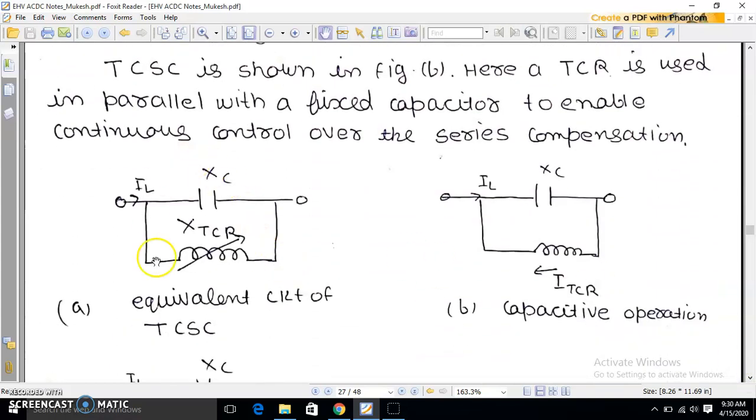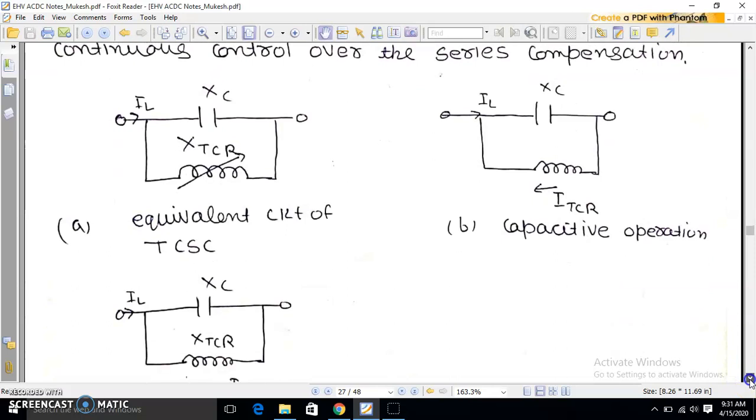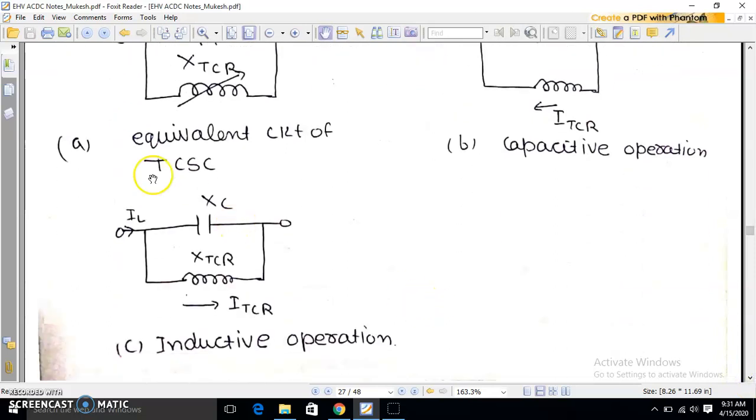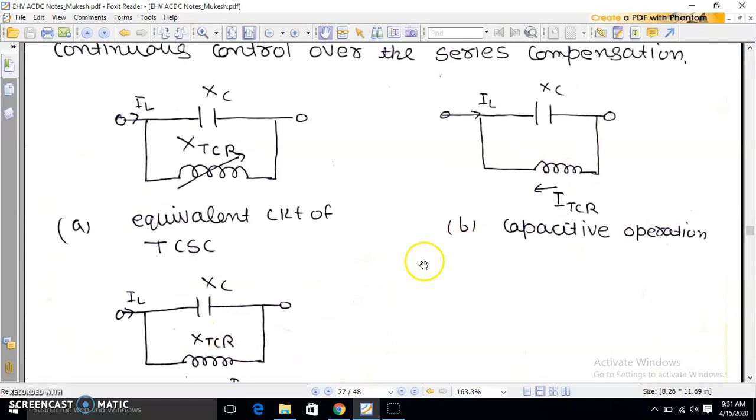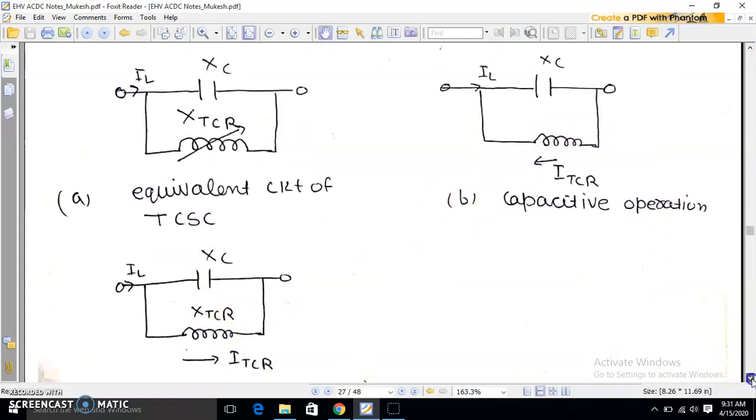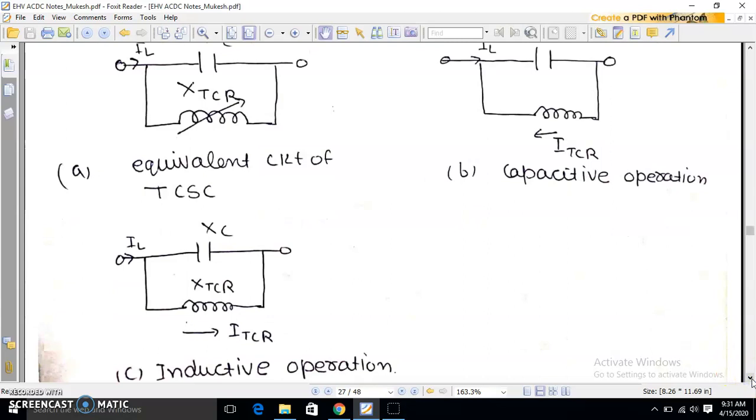This is the equivalent circuit of TCSC. Here it is the capacitive operation mode and then it is the inductive operation mode. You can see the direction of current reverses; it is in phase opposition to each other in the capacitive operation and in the inductive operation mode.